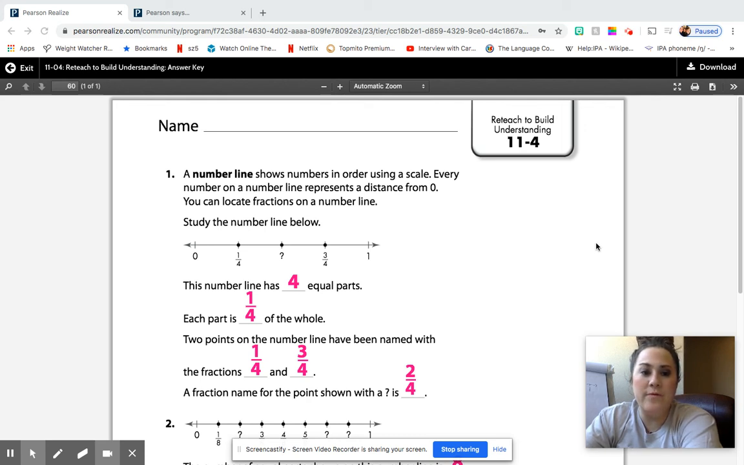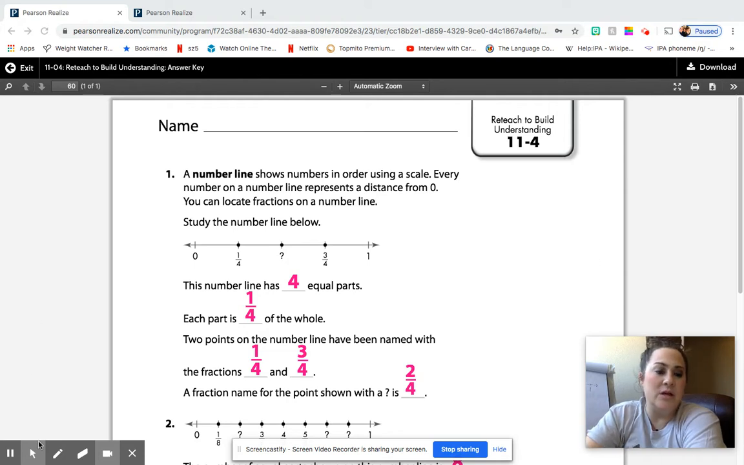Okay, guys, so for math today, we are reviewing and then we are going to solve some problems that are identifying numbers on our number line. So remember that with our fractions, the denominator is going to tell us how many equal parts that number line is divided into. And then the numerator is telling us how many times we are going to move to find the fraction of the number line.